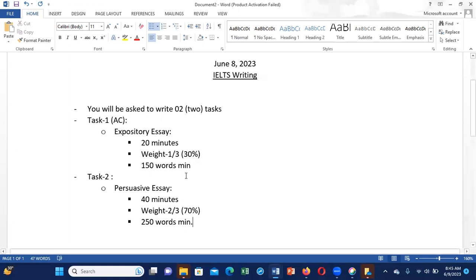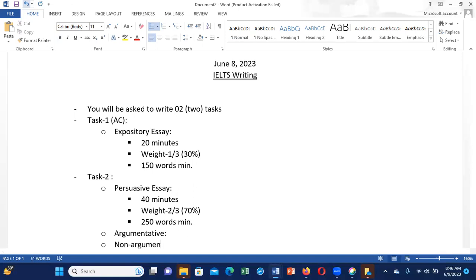So this is the basic thing for writing task two. Remember, in the exam, you'll be asked to write a persuasive essay. So what does persuasive mean? Let me tell you. This essay will be either argumentative or non-argumentative. Two things. Let me explain. Either argumentative or non-argumentative, or anti, you can say.